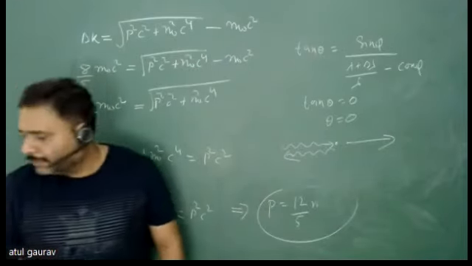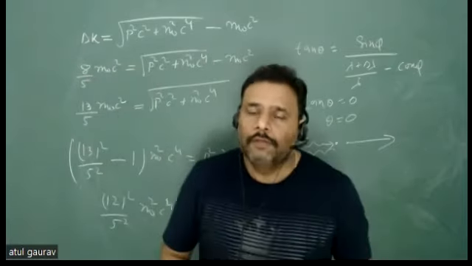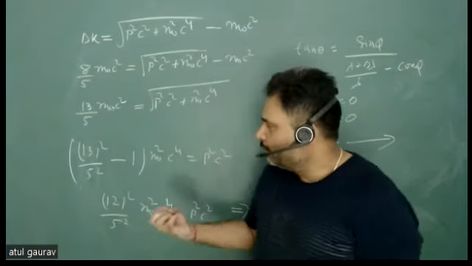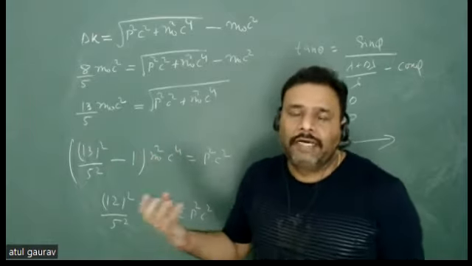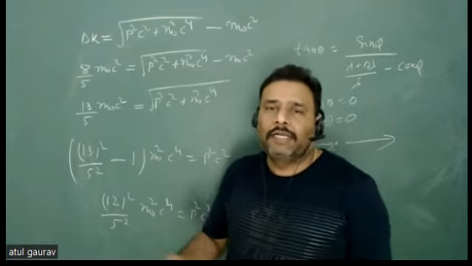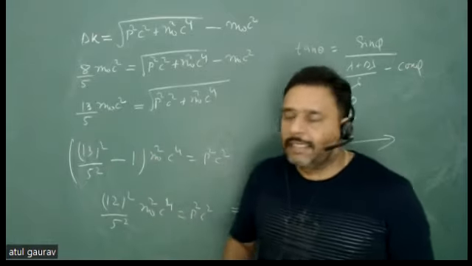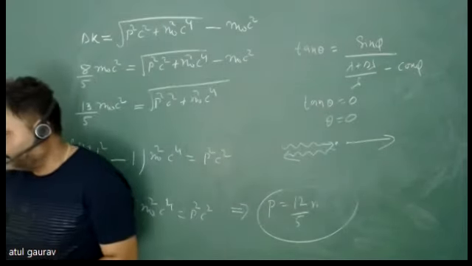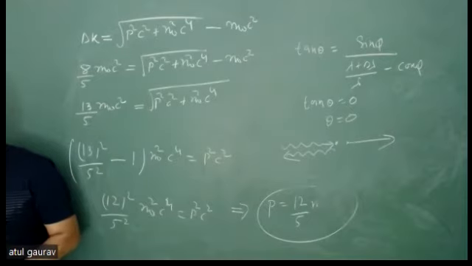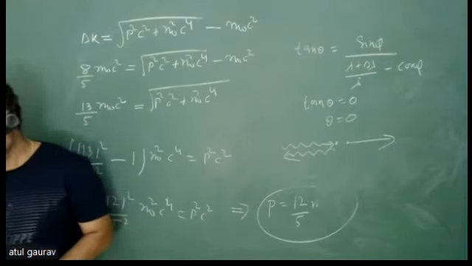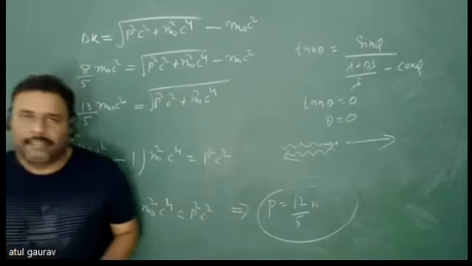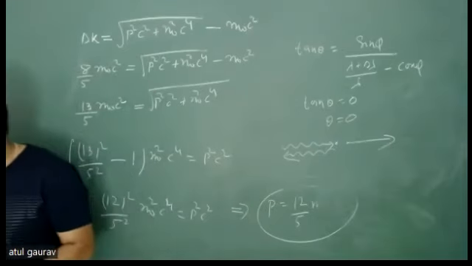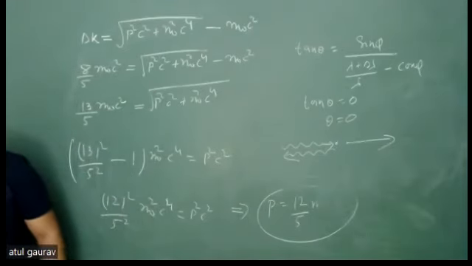Now, Tirtha, just tell me, for a fixed value of phi, if the mass of a particle increases, then delta lambda will increase, decrease, or remain the same? If mass increases, delta lambda decreases. Very good. Delta lambda will decrease.